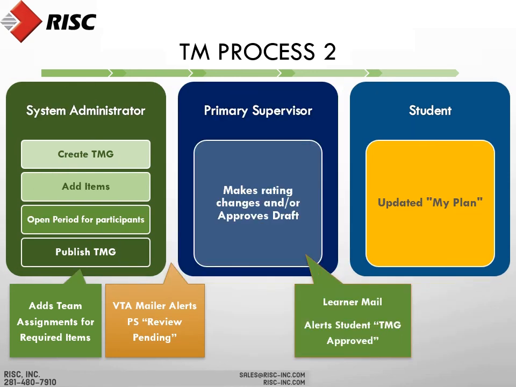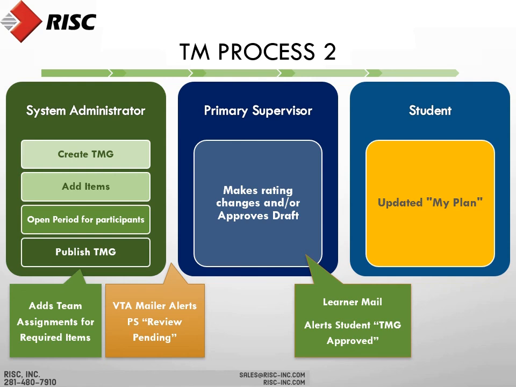If your team management process does not require a draft note to be sent, primary supervisors can skip that step and approve a TMG. Process 2 does not require drafts to be sent and works as follows. A system administrator creates the TMG, adds the items, opens a period, and then publishes it. The publish process will add team assignments for any required TMG items.